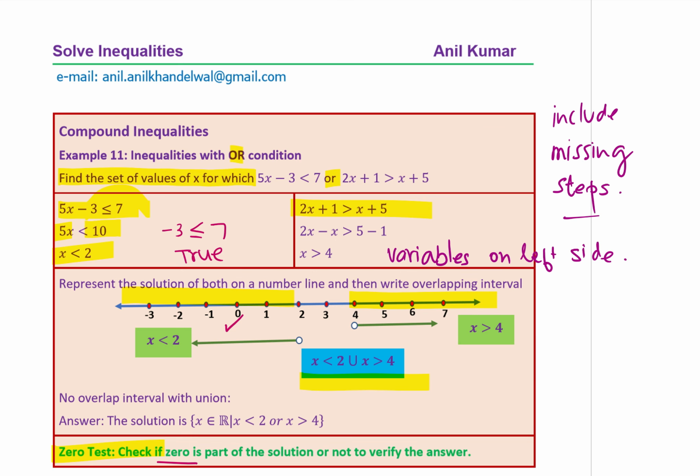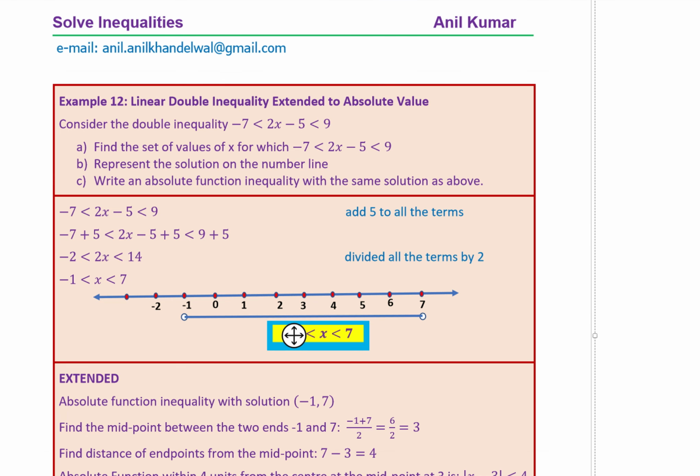Now here is the last question which we are going to discuss. This time we have a double inequality which says that 2x minus 5 is greater than minus 7 and less than 9. I would like you to take this as a practice test. We have done similar inequality earlier, correct? What you have to do is, you have to find the set of values of x for which this, we also call it a linear inequality, is true. So it's a linear double inequality.